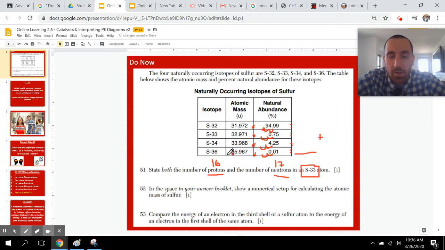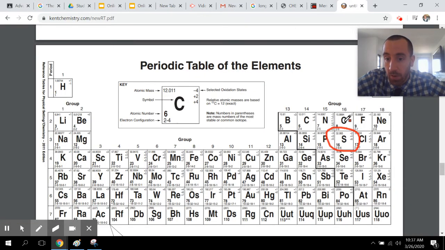33.968 times 0.0425, and then 35.967 times 0.0001. And then you get all those individual numbers and add them up. And guess what, guys? You should get a number that's pretty darn close to this, 32.065. Your answer should be essentially that.